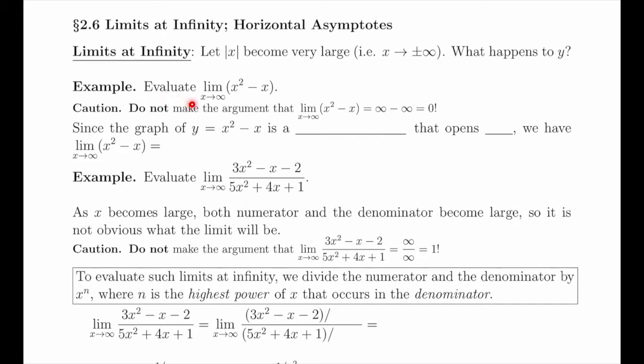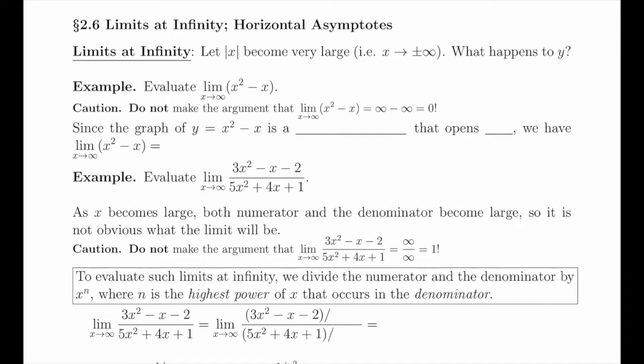It says to evaluate the limit as x goes to infinity of x squared minus x. So what that means is x is getting very large without bound. Now here we can't do direct substitution because infinity is not a number. That means it's never in the domain of any function, so we can't substitute infinity into this function.